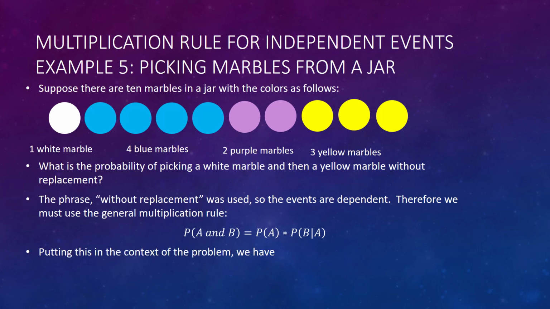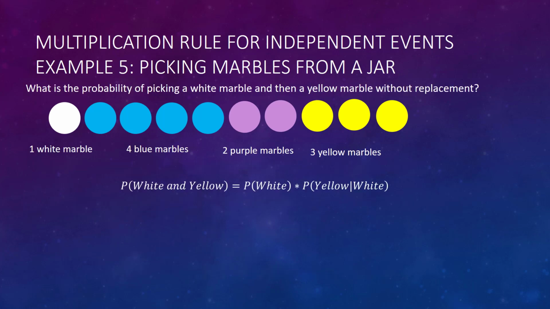Putting this in the context of the problem, we have the probability of white and yellow is equal to the probability of white times the probability of yellow, given that white has already been removed. So to begin with, as you can see, there is only one white marble. So there's only one way we could pick a white marble out of this jar, and there are a total of 10 marbles. So our first probability is simply 1/10.